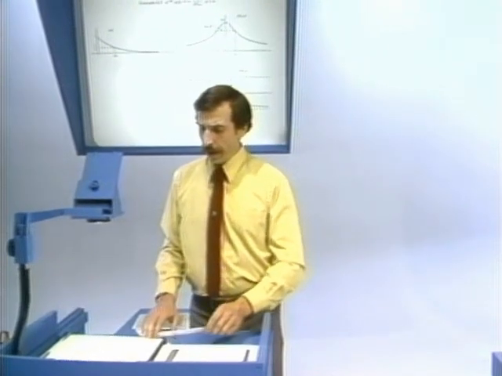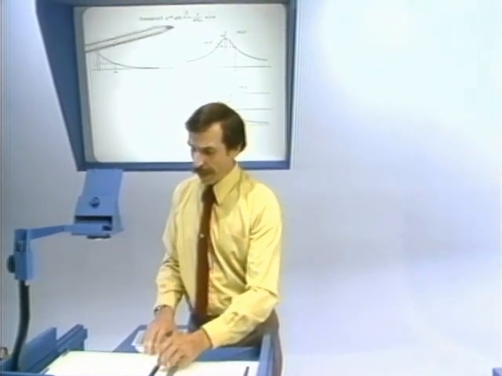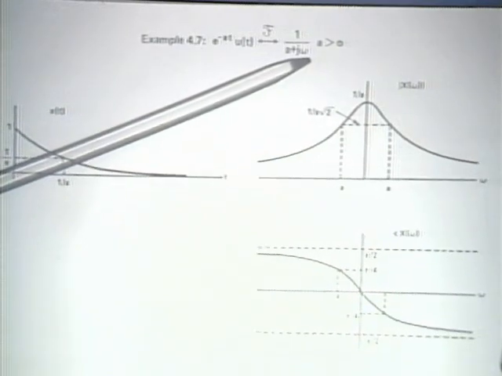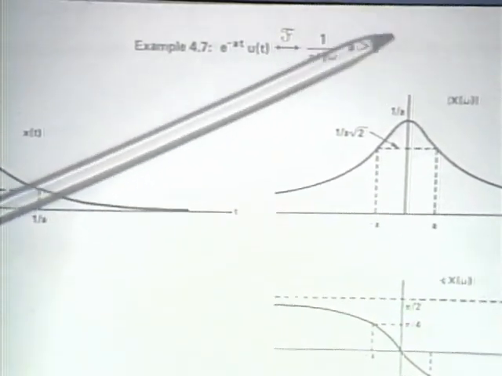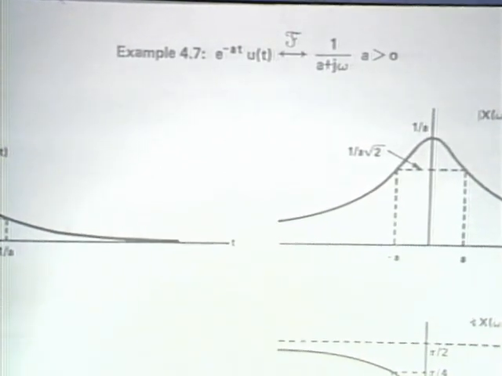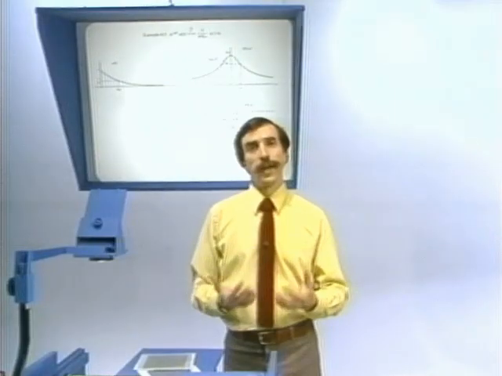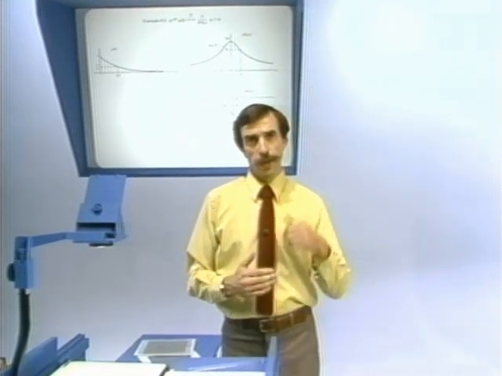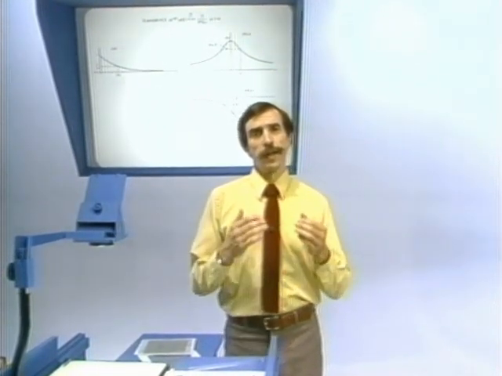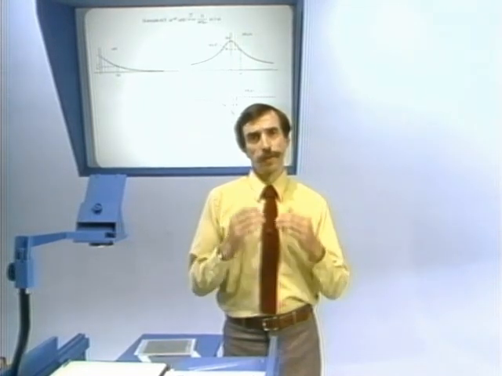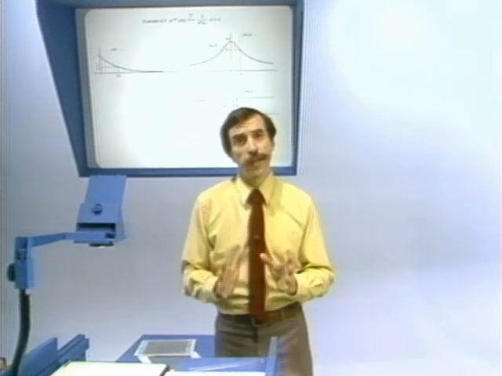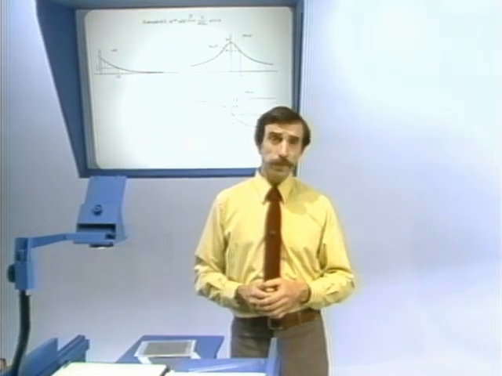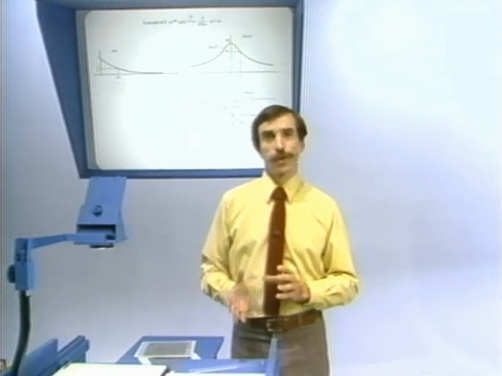We have the expression for the Fourier transform pair, e to the minus at times a step, and its Fourier transform is 1 over a plus j omega. And I indicated that that's true for a greater than 0. Now, in the expression that we just worked out, if a is less than 0, in fact, the expression doesn't converge. E to the minus at for a negative as t goes to infinity blows up. And so, in fact, the Fourier transform doesn't converge except for the case where a is greater than 0. And in fact, there's a more detailed discussion of convergence issues in the text.